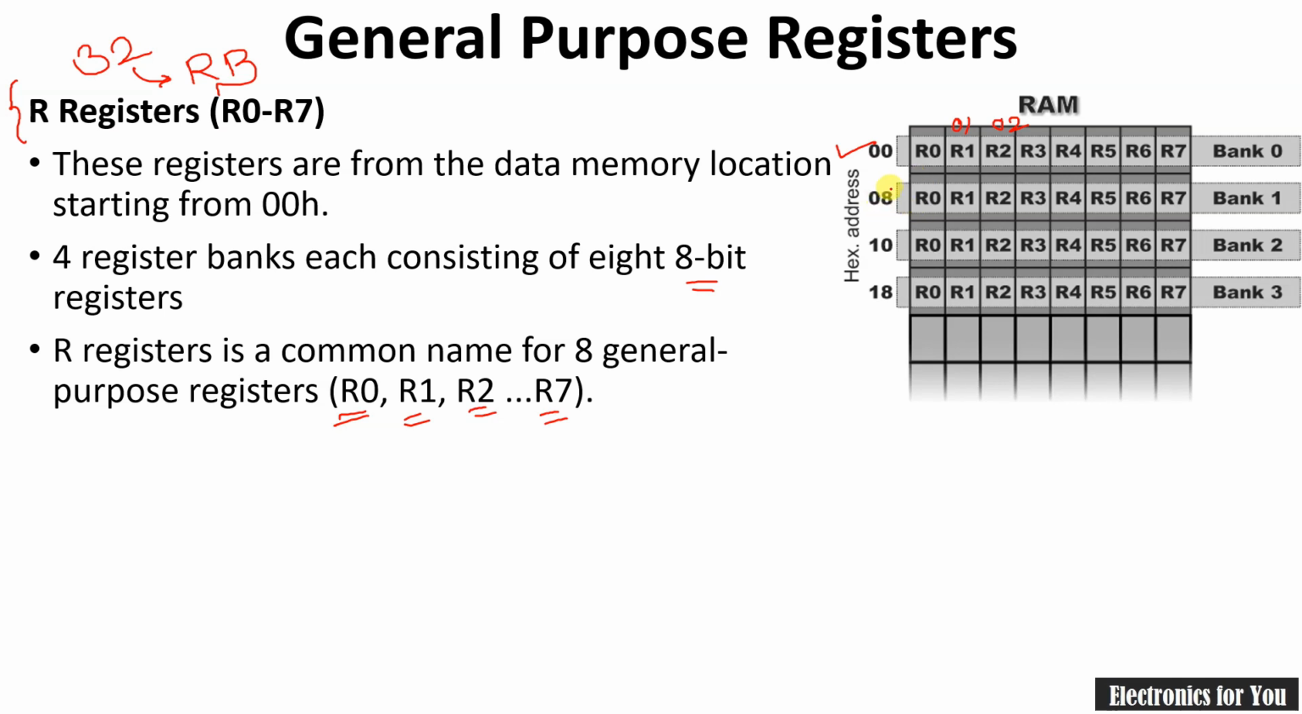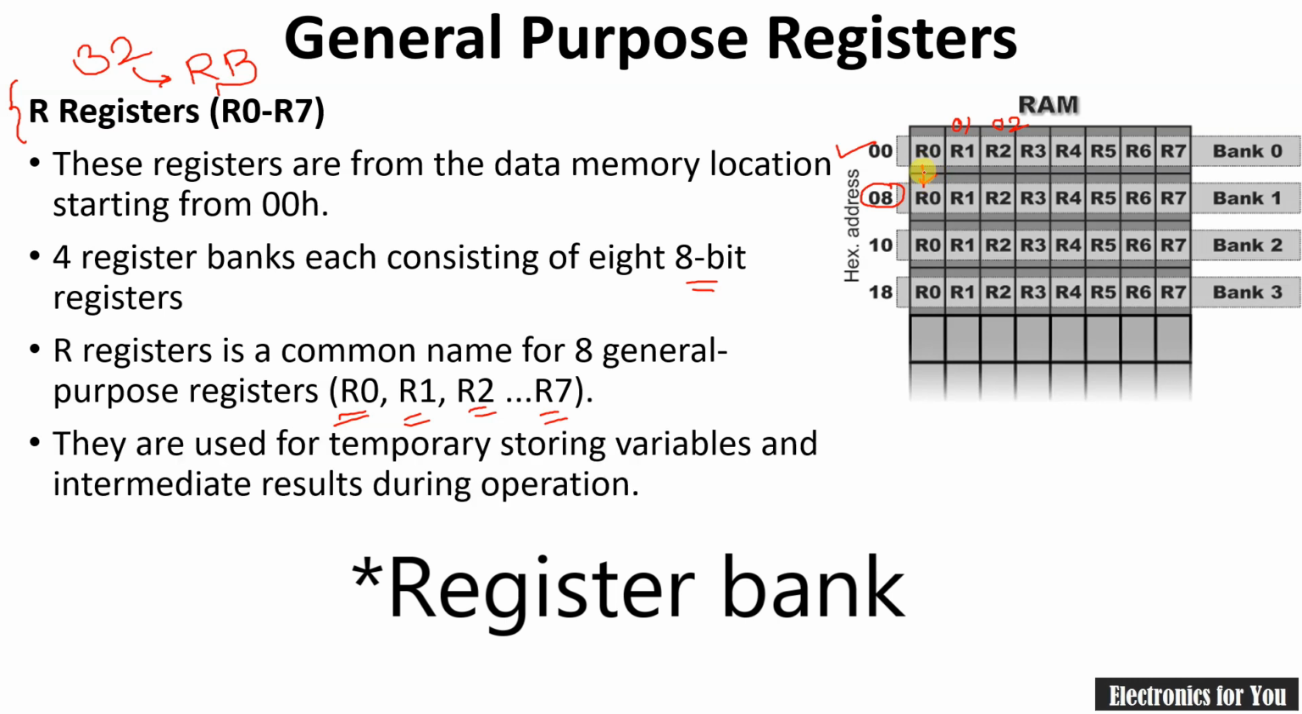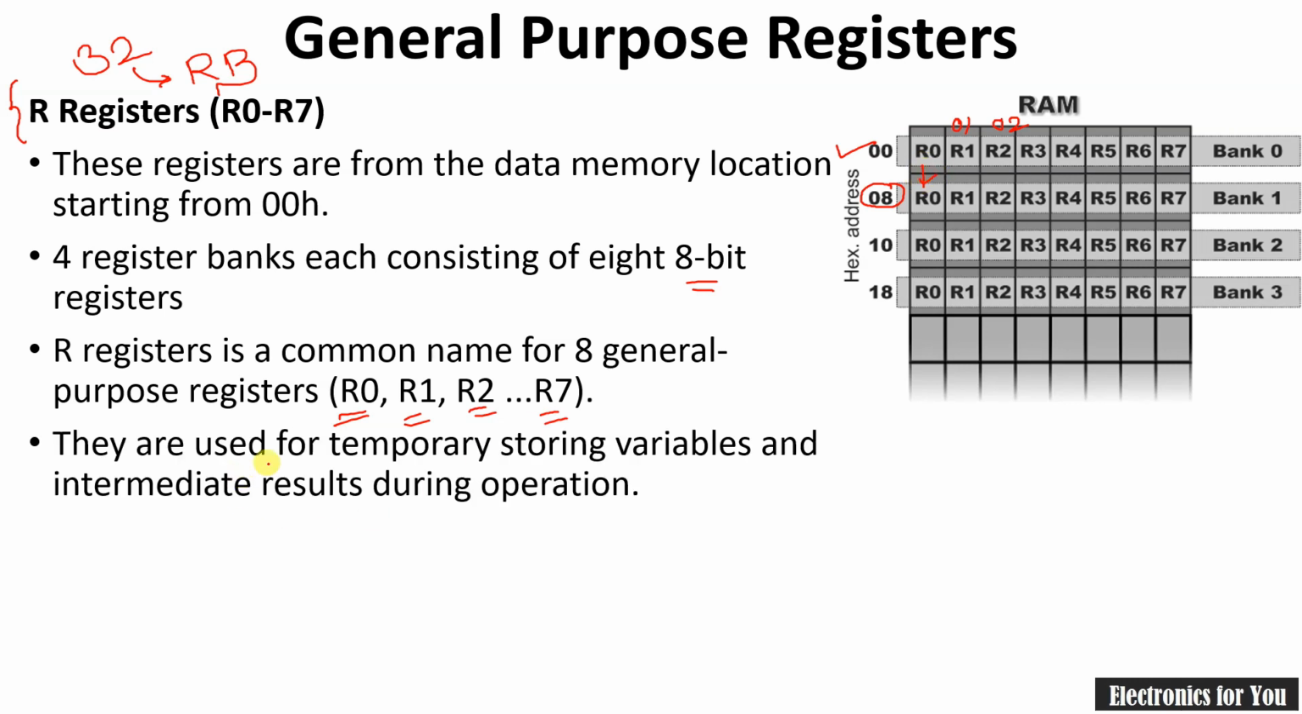R0 again for register bank 1 will be there. But also note here that register banks can be used one at a time. This means if you are using R0, it may be from bank 0 or bank 1 or bank 2 or bank 3. So only one register bank can be accessed at a time. Again, they are used to store temporary variables and intermediate results during the operations.